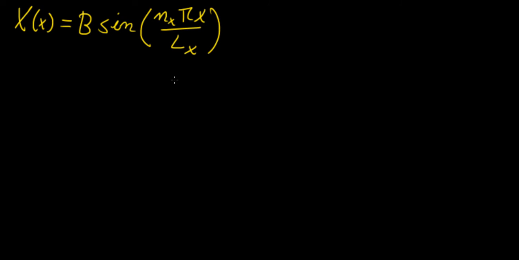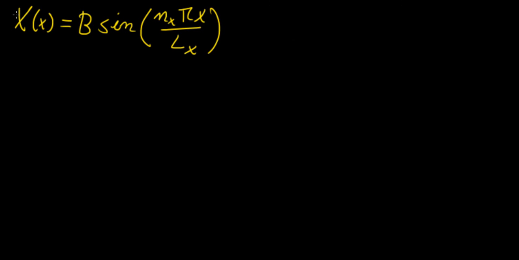So we're going to get equals B sine of nx pi x over Lx. But now we encounter a little problem. What is B? B is a normalization constant, just in the same way that we found the normalization constant for the one-dimensional case. We're going to find it for this one.